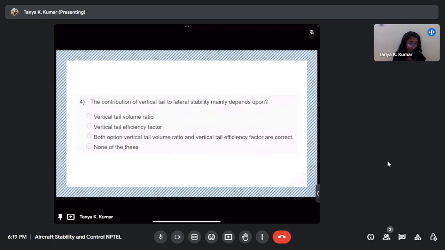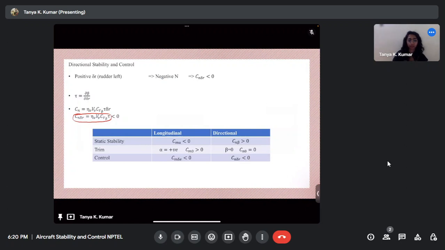Okay. The contribution of vertical tail towards lateral stability mainly depends upon, we just discussed this. What is the right answer? Just the previous question we had seen the equation. What would the right answer be? So what was the equation? Look at the equation now. Can you tell me?